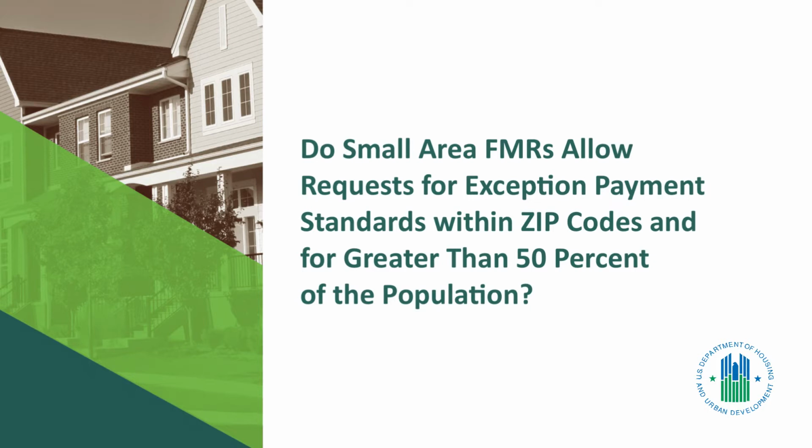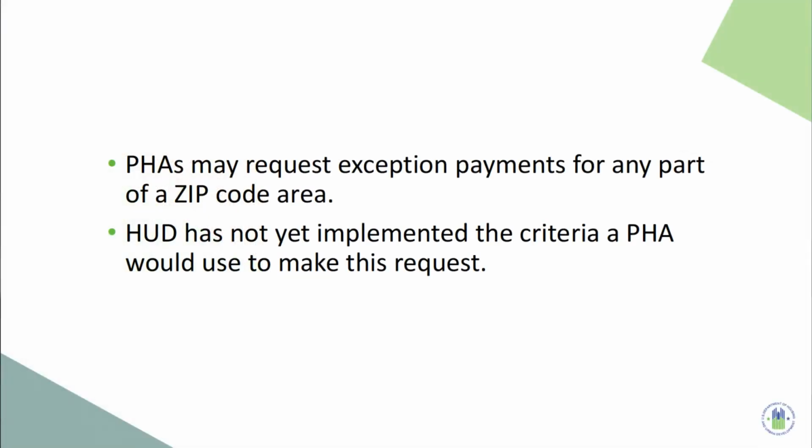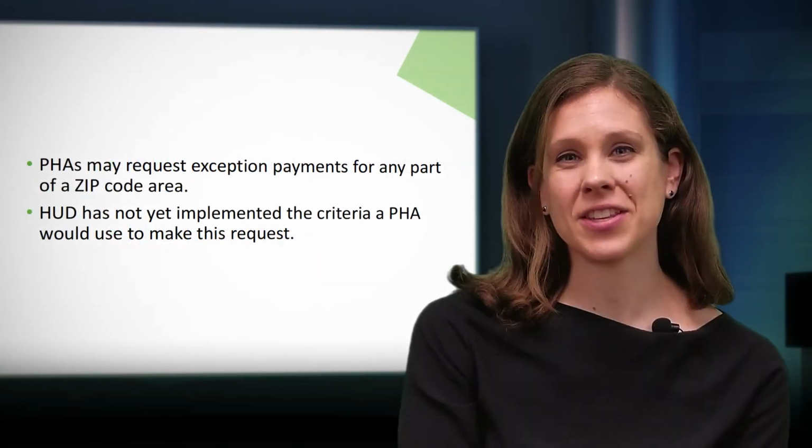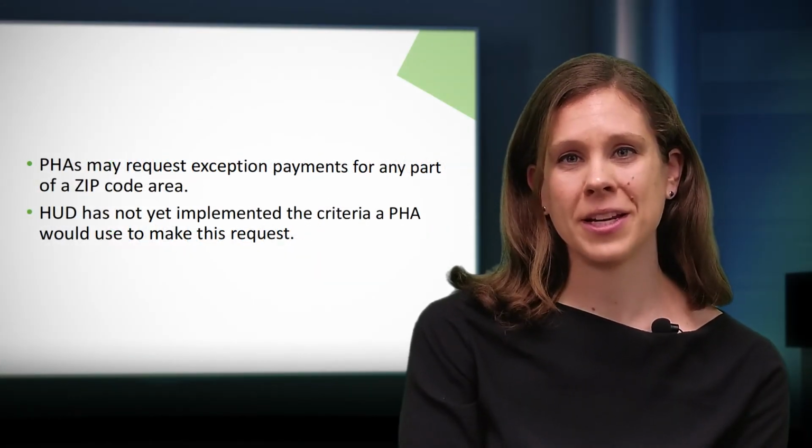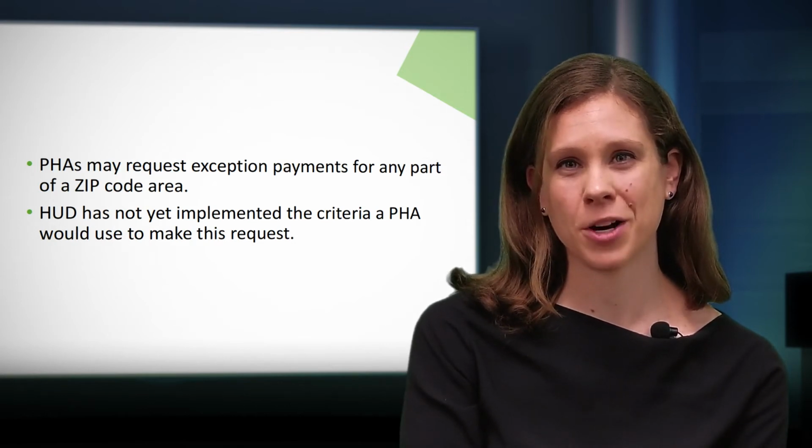PHAs that currently use metro area FMRs may not establish exception payment standards for areas that include more than 50% of the population of the FMR area. The final rule recognizes that this cap may be impractical when applied within a zip code and eliminates the 50% threshold for PHAs that implement small area FMRs.